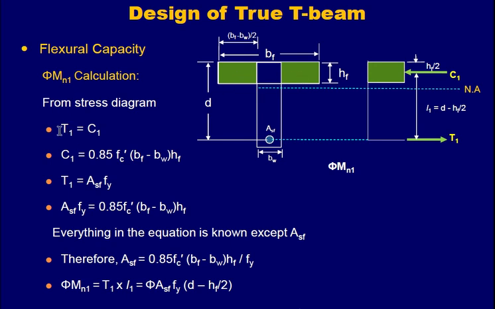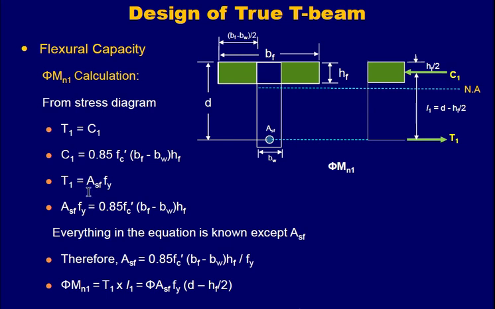So using equilibrium equation, T1 is equal to C1. It means that C1 is compression of flanges and C2 will be compression of web. So C1 and the portion of tension reinforcement that is balancing this C1 is T1. Okay. So C1 is equal to 0.85 fc prime, and as I told you the width will be bf minus bw and depth will be hf, and in the second case it will be bw into a, okay, small a. Similarly, T1 will be equal to Asf fy. What is Asf? F means flange.